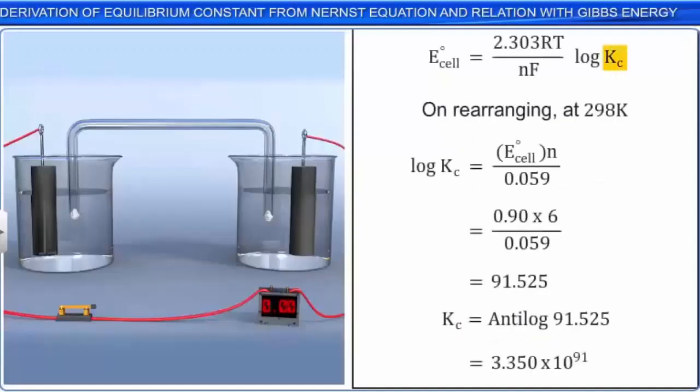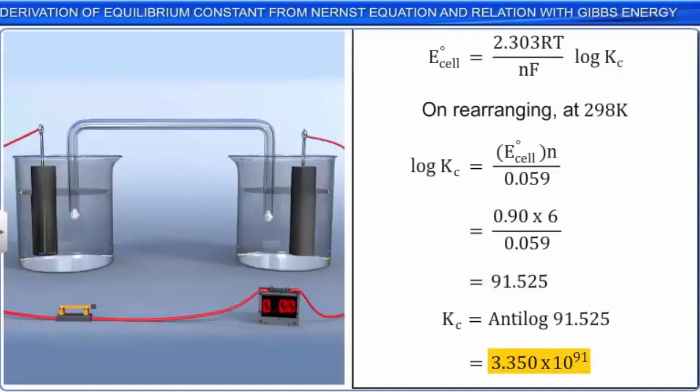Start with the equation relating E cell and Kc. Rearrange to find log of Kc and substitute. Log of Kc is equal to 91.525. So, we end up with a Kc value of 3.350 into 10 to the power 91.